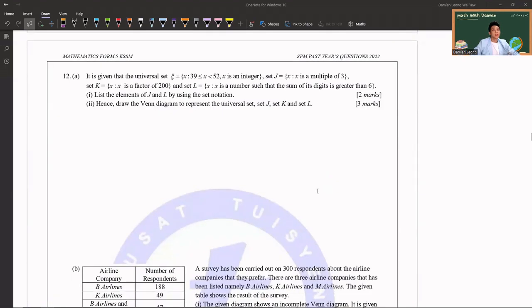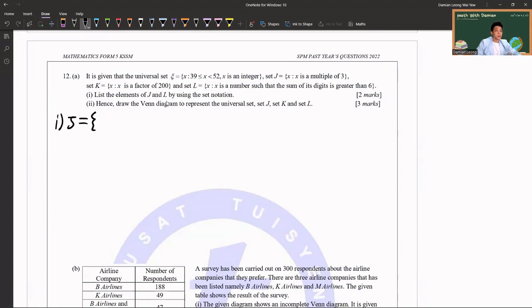That's question 11. And we have question 12. It is given universal set, x more than 39, less than 52, x is an integer. Set J, x where x is a multiple of 3. And set K, x where x is a factor of 200. So first, let's list out elements in set J and L. L is number such as sum of its digits greater than 6. I don't need this K, just need this J and L.